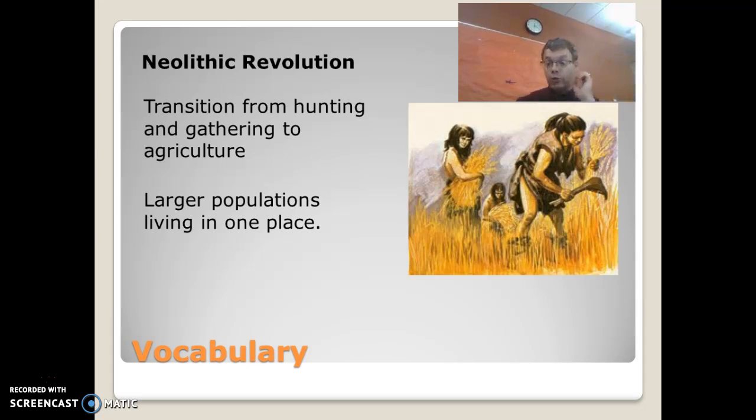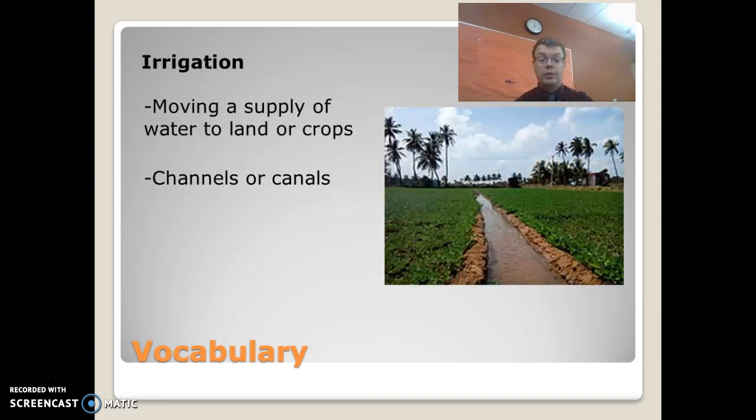It's also important to know for this that this allows people to have a surplus or extra food, and as populations start growing and they live in one place, basically developing our first cities, villages, and civilizations. Again, remember, you're going to have to put this into what theme and explain why.